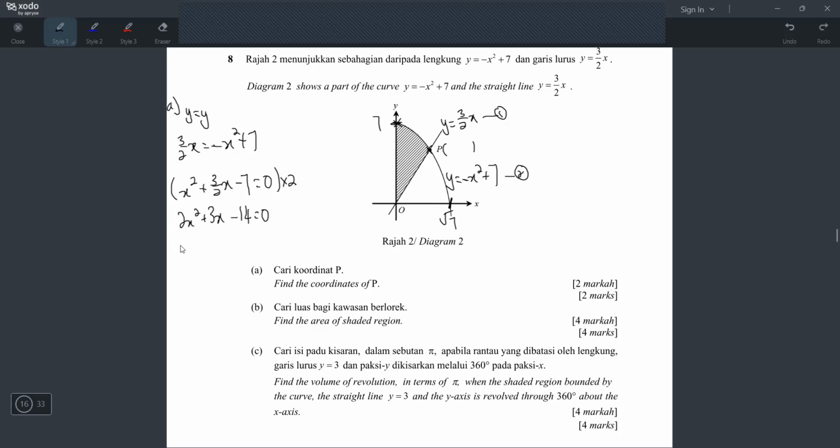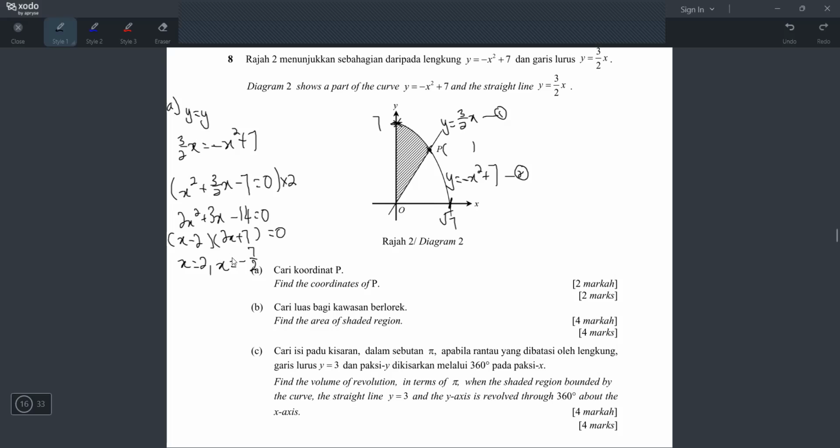So let's press. What will be the A? What will be the A? 2. What will it be? 3. C is negative 14. Okay, my calculator gives me 2 and negative 7 over 2. So x equals 2, x equals negative 7 over 2. So my first bracket will be x minus 2, my second bracket will be 2x plus 7.